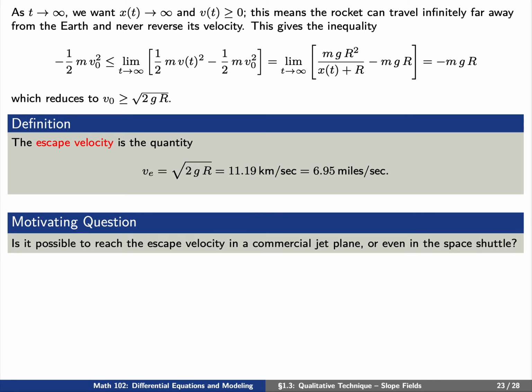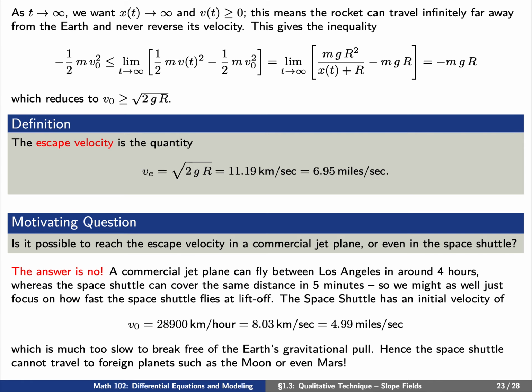So let's go back to our motivating question. Is it really possible that we can reach the escape velocity in a commercial jet plane or even the space shuttle? Unfortunately, the answer is no, and here's why. A commercial jet plane can fly between, let's say, Los Angeles and New York in around 4 hours, whereas the space shuttle can cover the same distance in about 5 minutes. So we might as well just focus on the space shuttle since it travels much, much faster than any commercial jet.